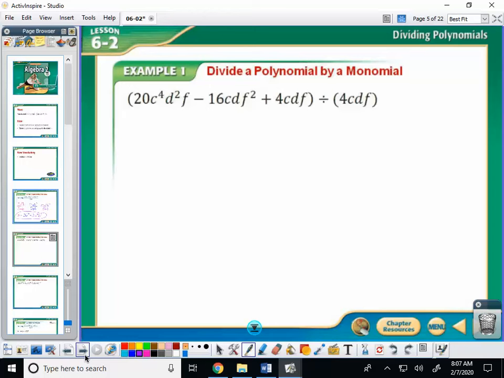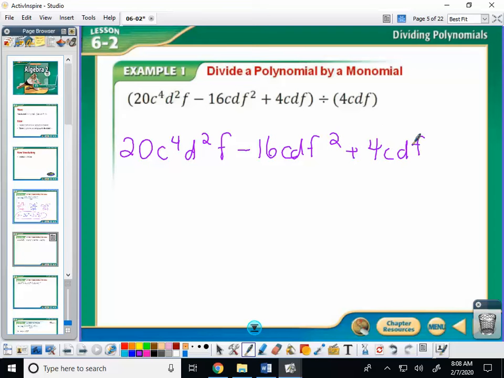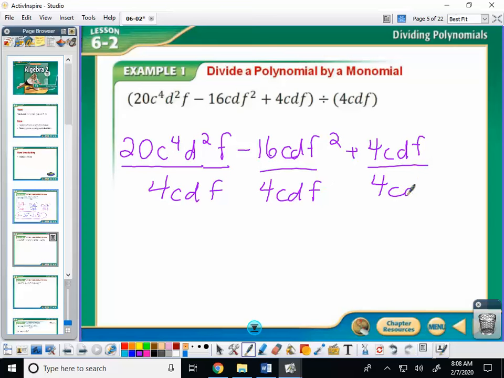Okay, so in this problem, when it says dividing by 4cdf, that means we're taking that numerator and then we're dividing each term by 4cdf. I'm not just dividing one term, I'm dividing every single term in there by 4cdf. So let's simplify each individual term.